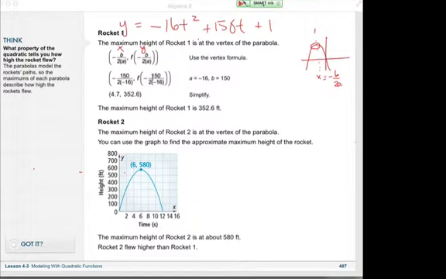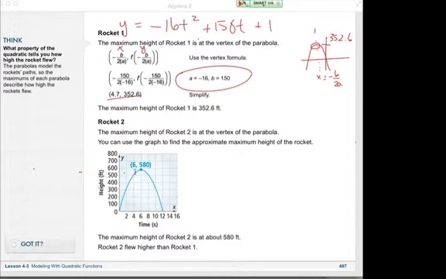And then we plug that in to get the y value as well. If we do that, we can identify that a is negative 16 and b is 150. If we do that, we identify that the vertex is at the point 4.7, 352.6. So the maximum height of that rocket was 352.6 feet.